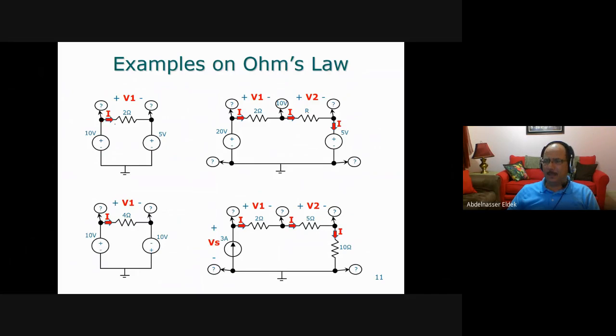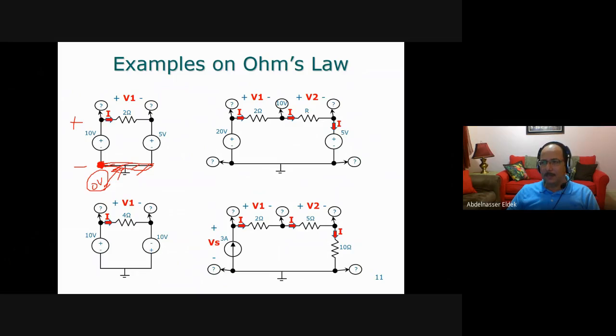For example, here, you see this one is 10 volts. This is a 10 volt source, so this is positive and this is negative. This is a ground. Ground means 0 volt. So this means that the whole branch is connected to the ground. So if this one is 0, this point here is 0.